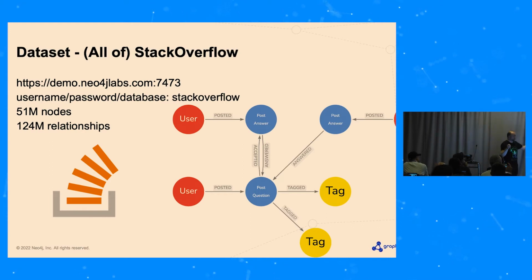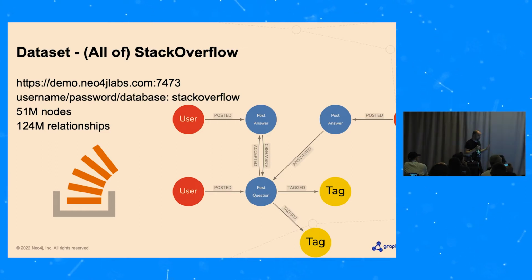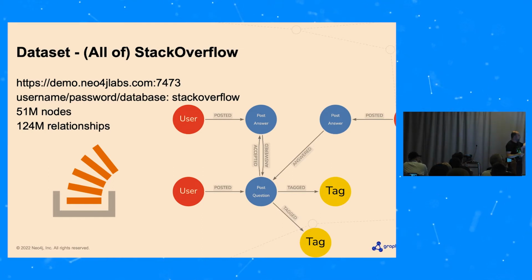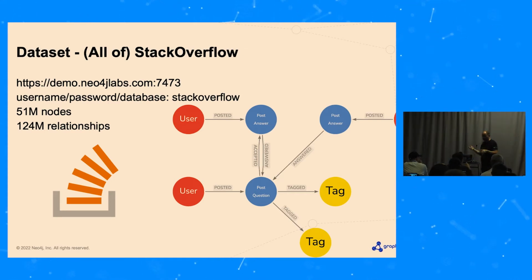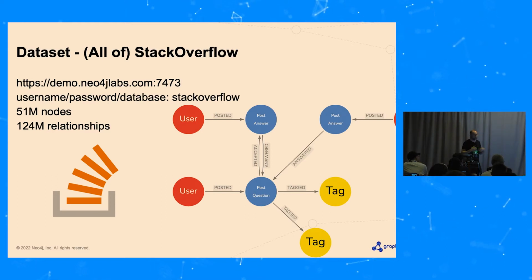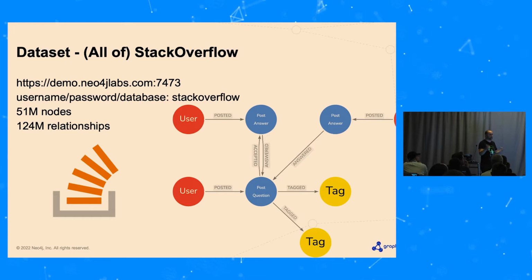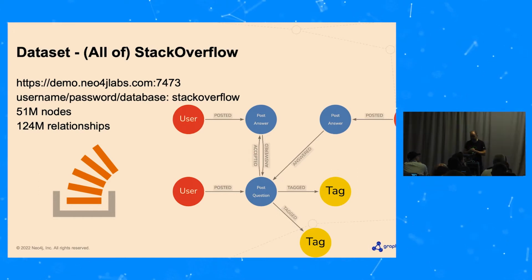The data model is really simple. You have users that post questions. Other users post answers to questions. And then questions are tagged with tags. There are also comments, but I left them out because usually they don't add much to the data. I chose this data set because it's not tiny and it's not a toy data set, but really big, so you see the impact of slow queries quite visibly.